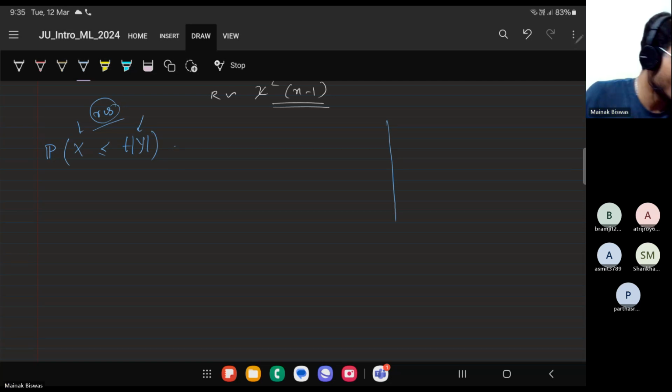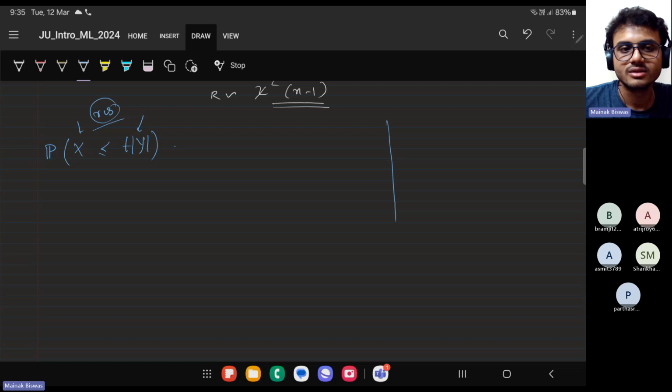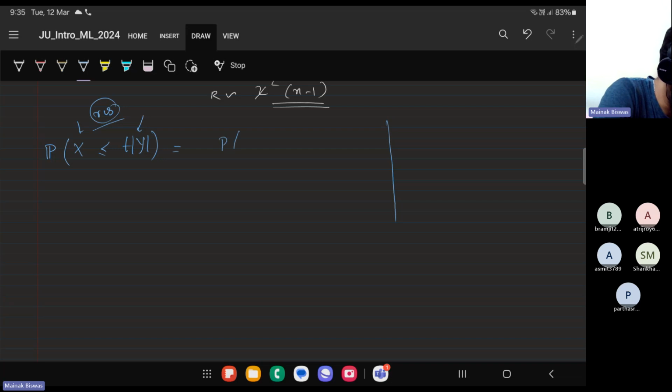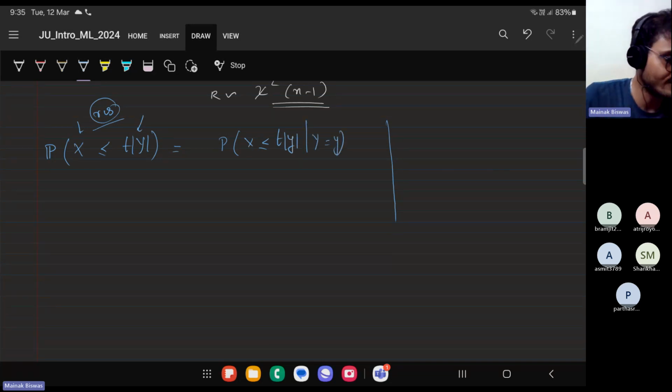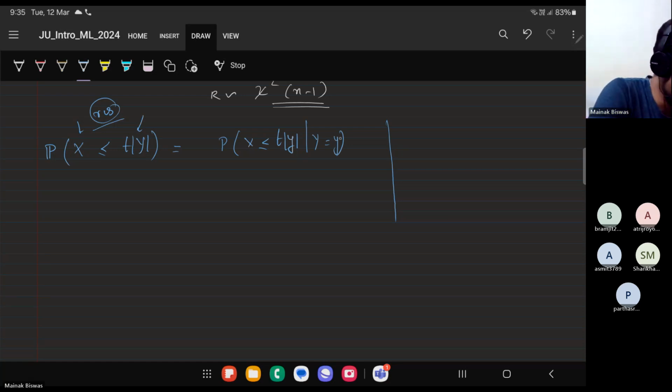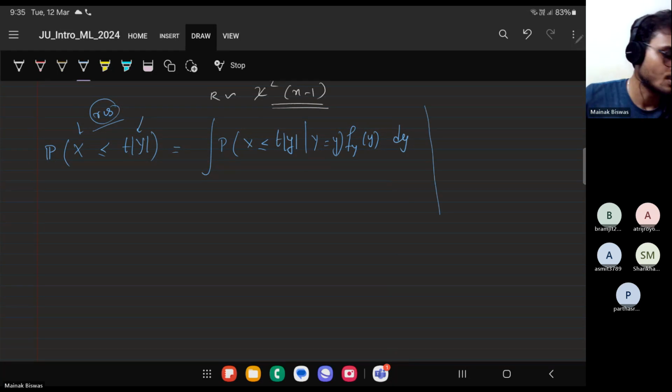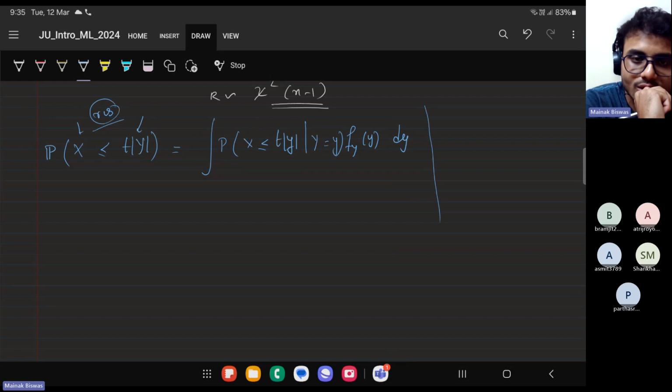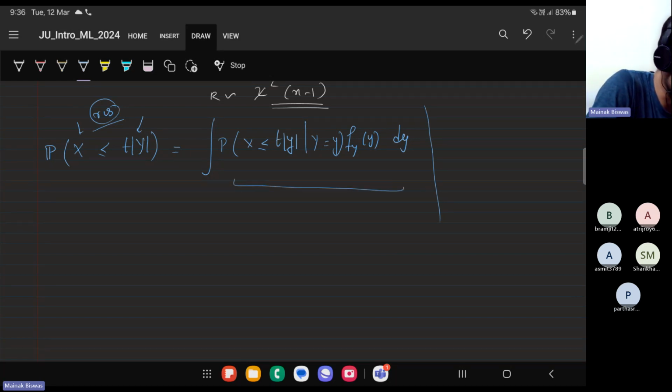Say, this same thing if I am going to write, can I write this as probability of x less than or equal to ty, now I know the value of y equal to some y, into f of y of y? Do you agree? This is your law of total probability, integrated over all y's.